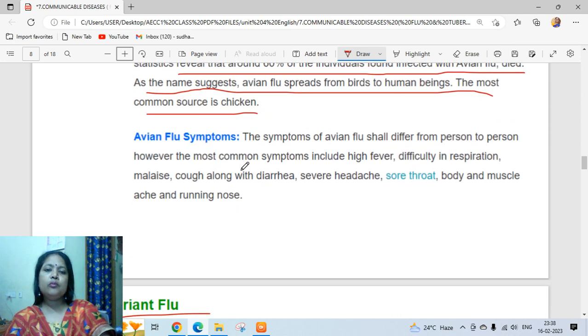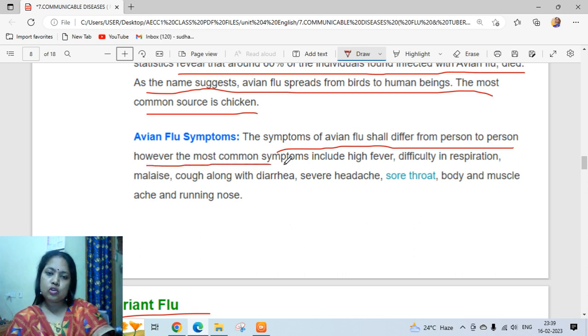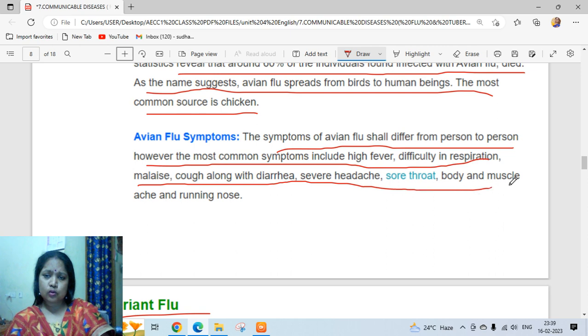So avian flu symptoms vary or differ from person to person. However, the most common symptoms include high fever, difficulty in respiration, cough along with diarrhea, severe headache, sore throat, body and muscle ache, and runny nose.